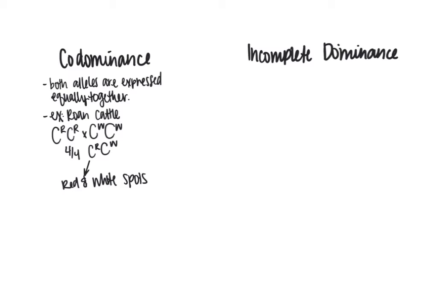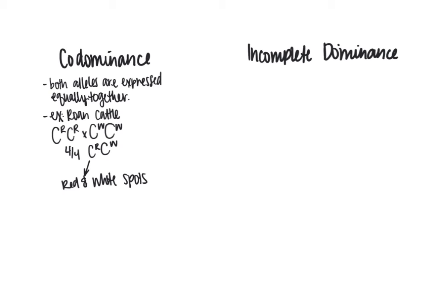Now remember, you can only use one letter for each gene. Okay, so the alleles that we would use here for red and white, you can either use a capital R and a lowercase r, or you can use the same capital letter and use a superscript for the red and the white.